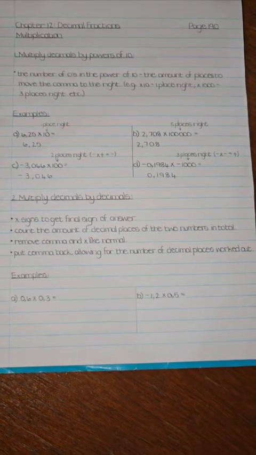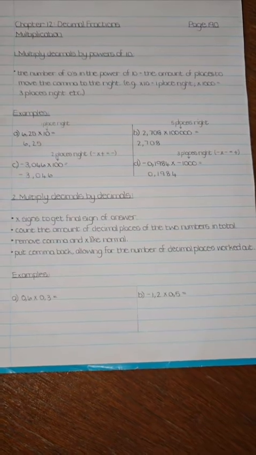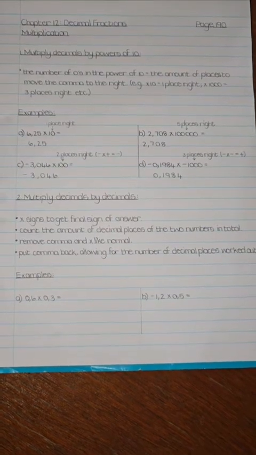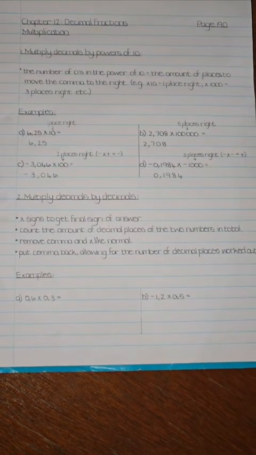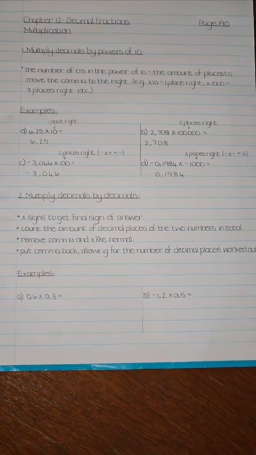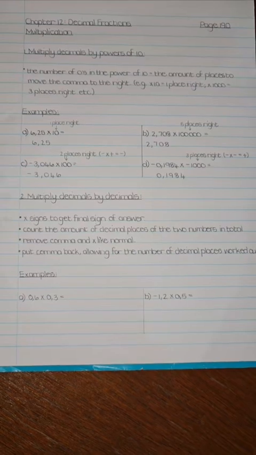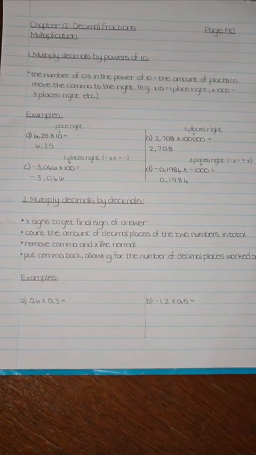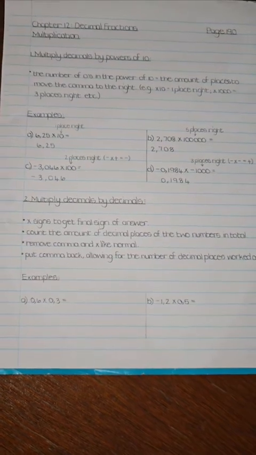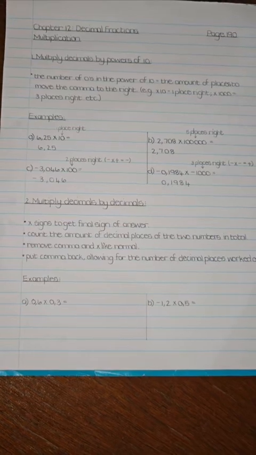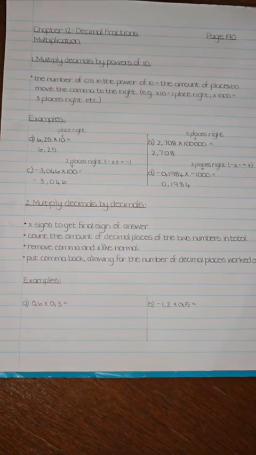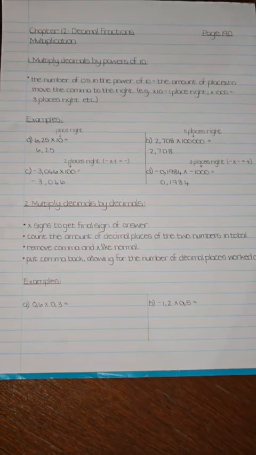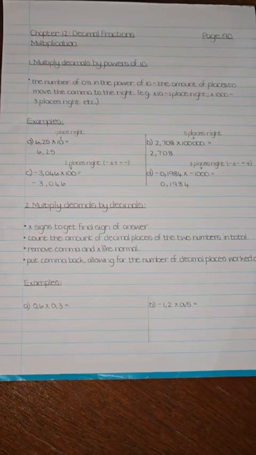Hello grade 8s. We are doing chapter 12, decimal fractions, and in this video we will be looking at multiplication. So the first thing that happens here is we need to discuss the powers of 10. We have discussed this before, where you know that a power of 10 is something like 10, 100, 1000, 10,000 or 100,000. And the first thing we're going to be doing is multiplying decimals by the power of 10.